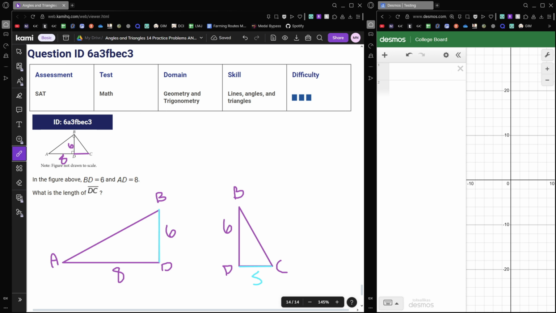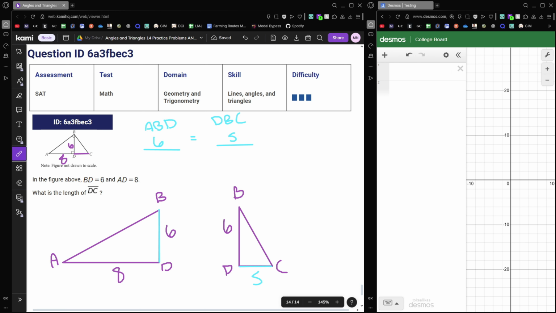Now let's go ahead and set up our proportion. On the left side will be the triangle on the left, which is triangle ABD. And on the right side will be the triangle on the right, which is triangle DBC. On the top of the proportion will be the shortest side. So in the left triangle, that's side BD, which has a length of 6. And on the right triangle, that's going to be side DC, which has a side measure of S.